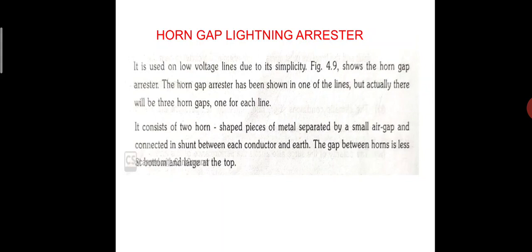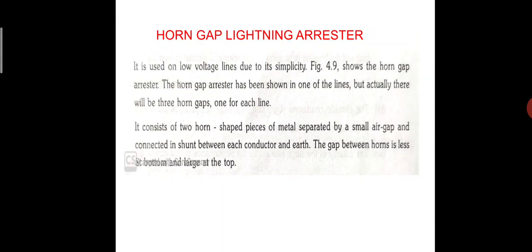Next one, iron gap lightning arrestor. It is used on low voltage lines due to its simplicity.